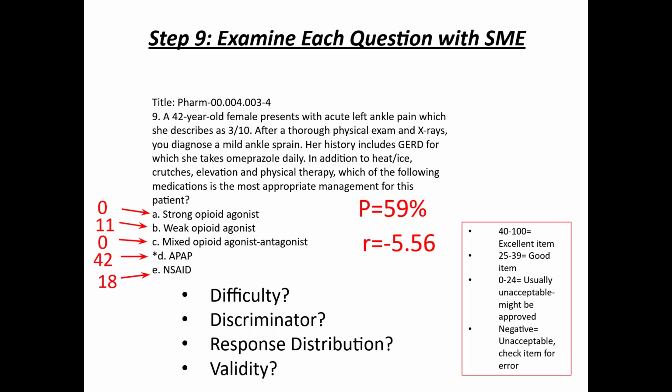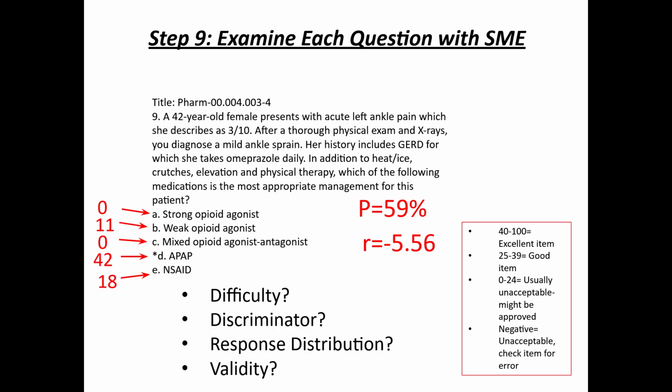So this is back when we would teach that for mild pain, you didn't go to opiates, and you had your choice of Tylenol, APAP, or NSAIDs. In this case, NSAIDs wouldn't be the correct answer because she already has GERD and she takes omeprazole every day.